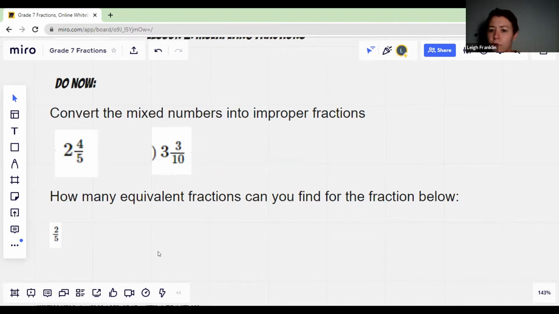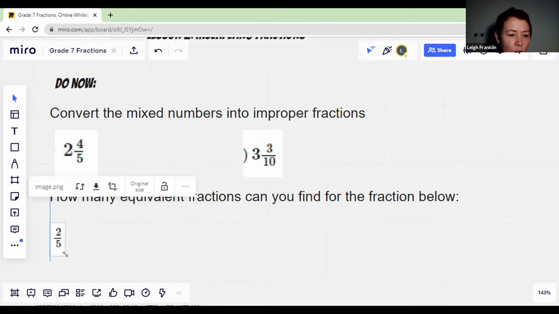Ma'am, what exactly do you do in the second question? Okay, it was exactly the same as the first one. So all I want you to do is make it into an improper fraction. Do you remember how to do that from the last time that we were together? No, ma'am, not that one. The second one. You mean this one over here?